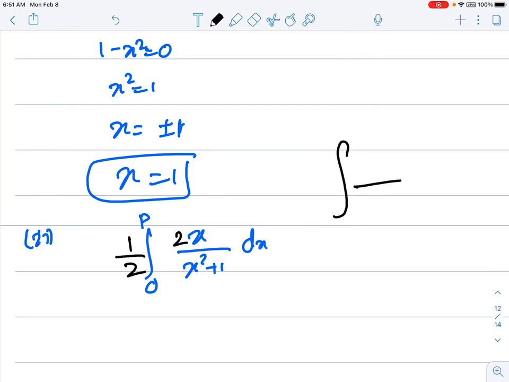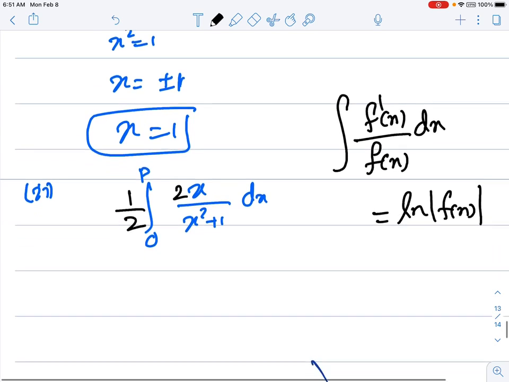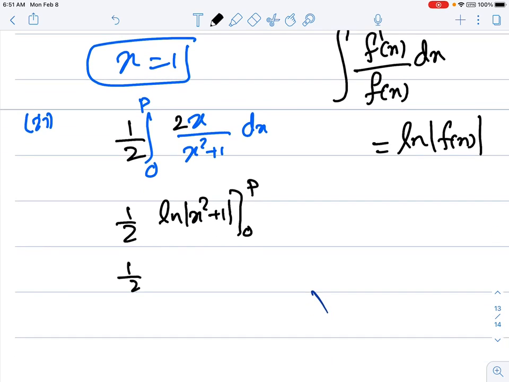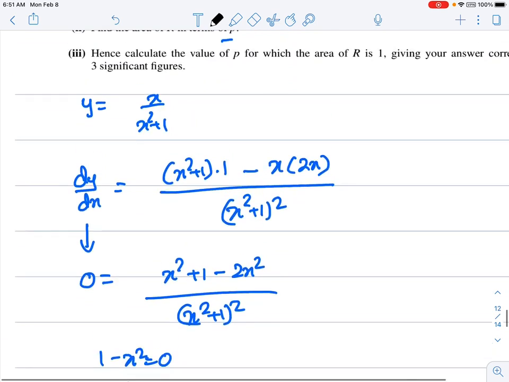So there is a formula: if any denominator is there and in the numerator its derivative is there, then the integral is ln of the denominator. As simple as that. So it is 1 upon 2 ln x square plus 1 from 0 to p. Substitute now: ln p square plus 1 minus ln 1. Ln 1 is 0, so 1 upon 2 ln p square plus 1. This is going to be the area.